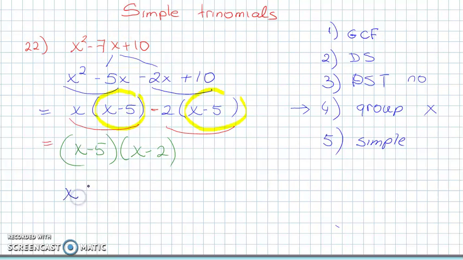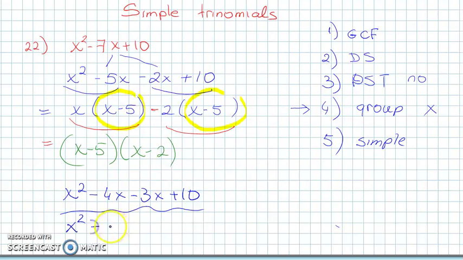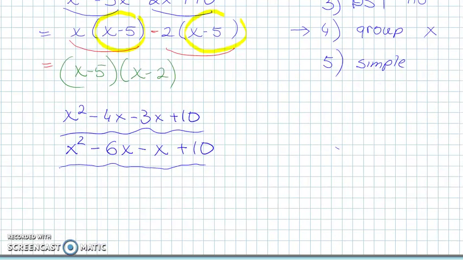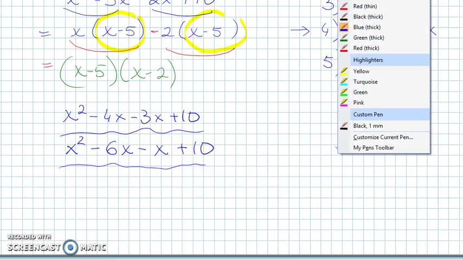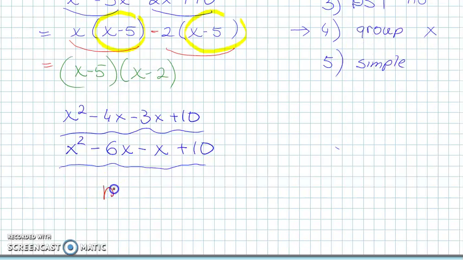I could have also written it as x squared minus 4x minus 3x plus 10, but I would not be able to group this. I could have written it as negative 6x minus x plus 10. All of these middle terms give me negative 7x, but still I would not be able to group it. It's only when I separate it into negative 5x and negative 2x that I can actually factor. So I will call these two numbers, the only two that I can actually use, the m and n values.